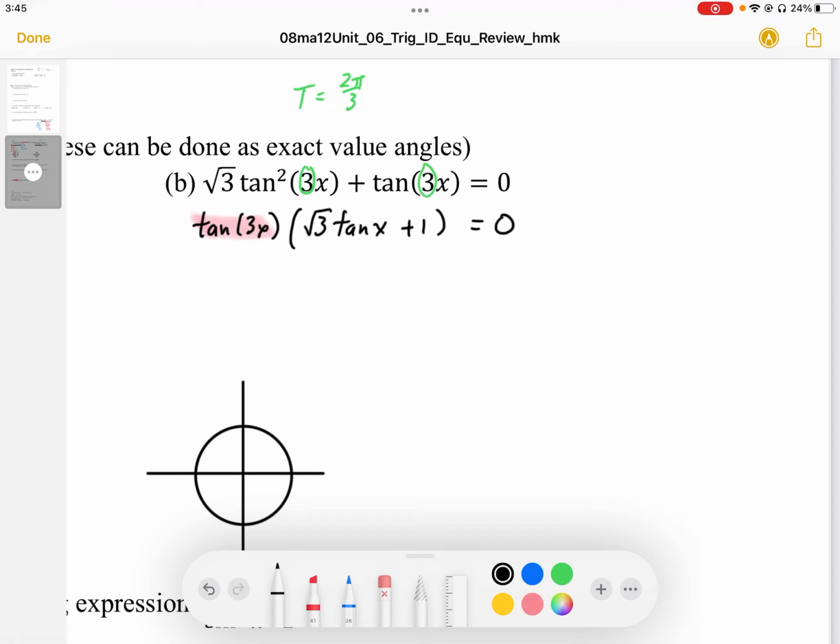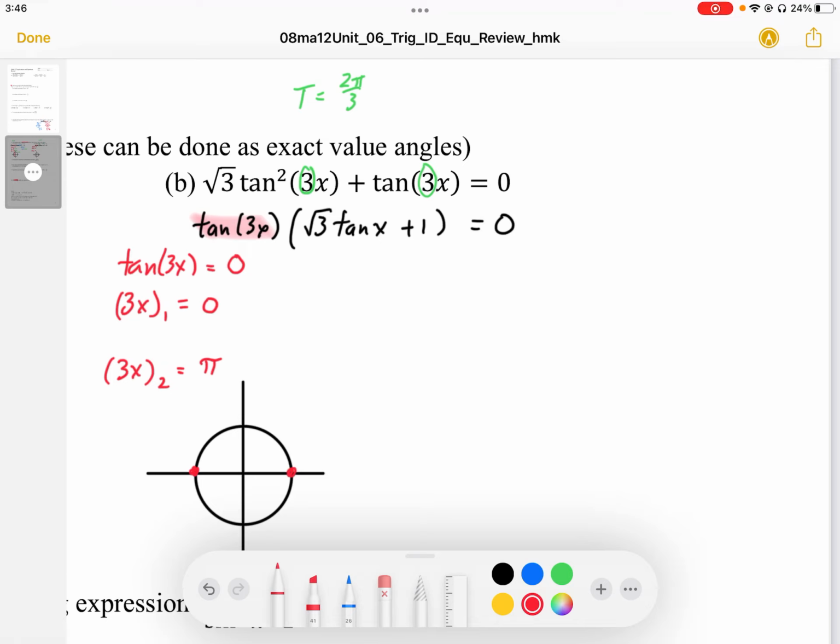Let's start with the tan 3x equal to 0. So in my picture, that's going to happen here and here. So my angle, theta 1, is going to be at 0. My other angle, which I'm going to call theta 2, is going to be at pi.